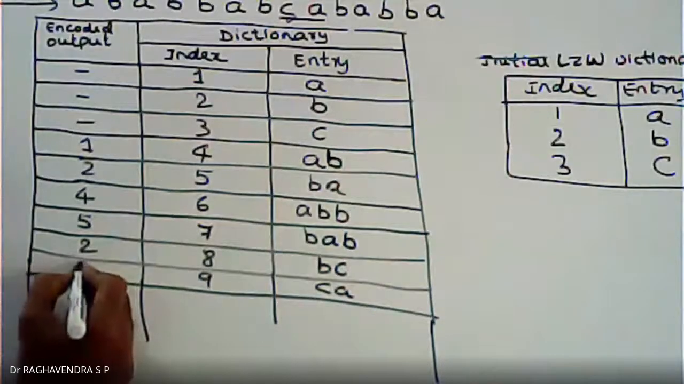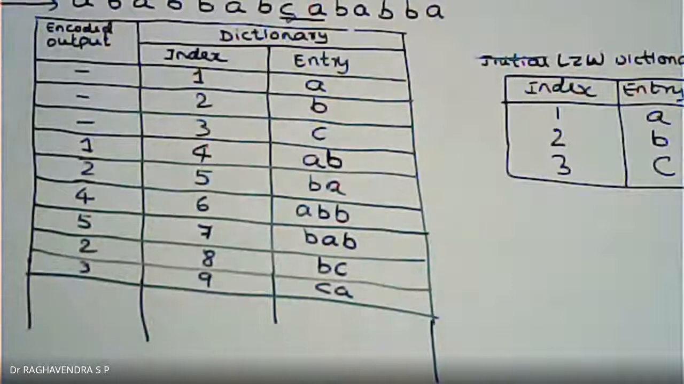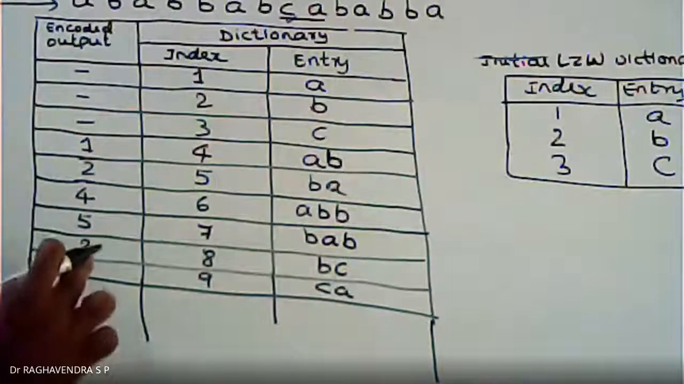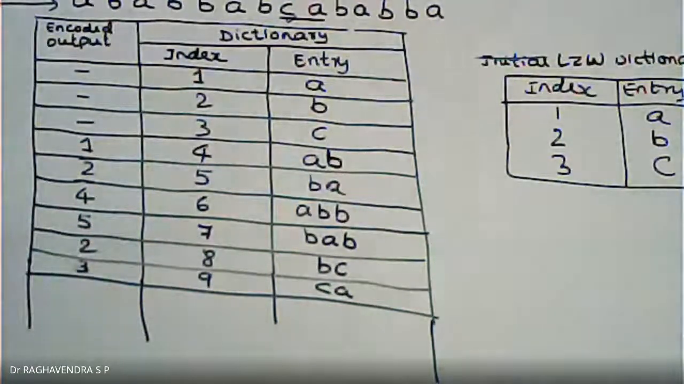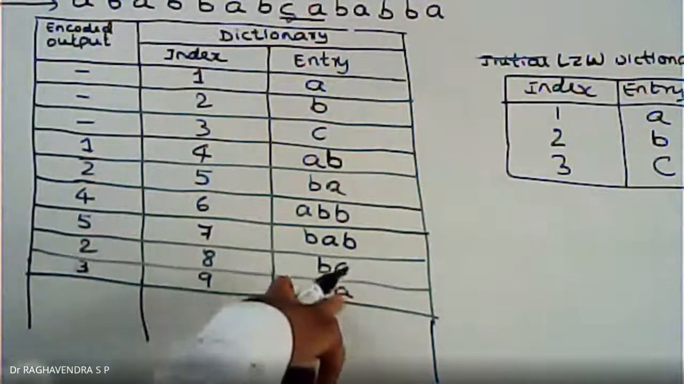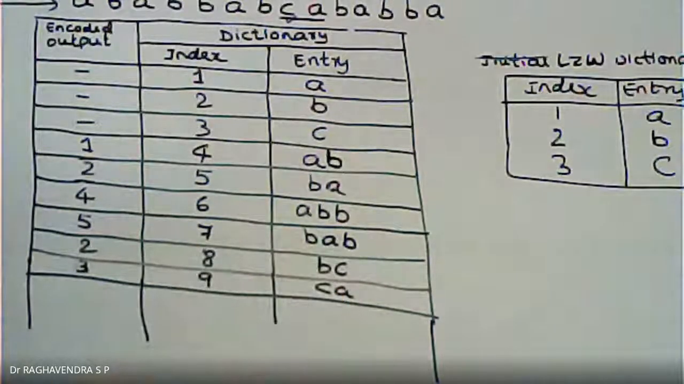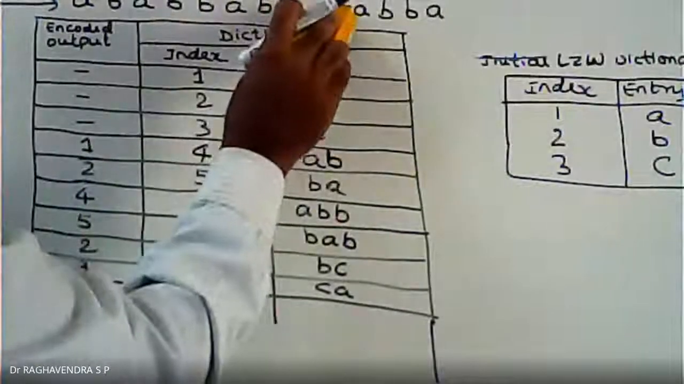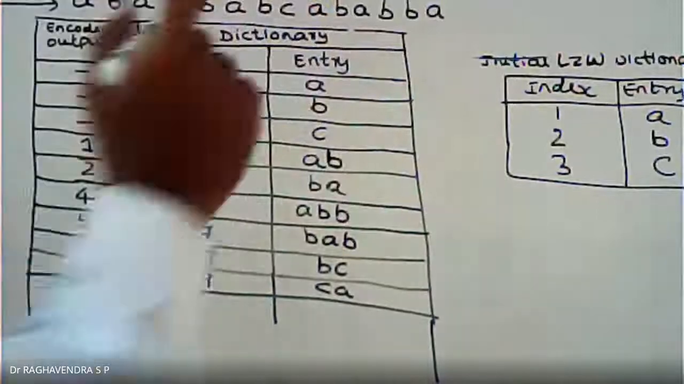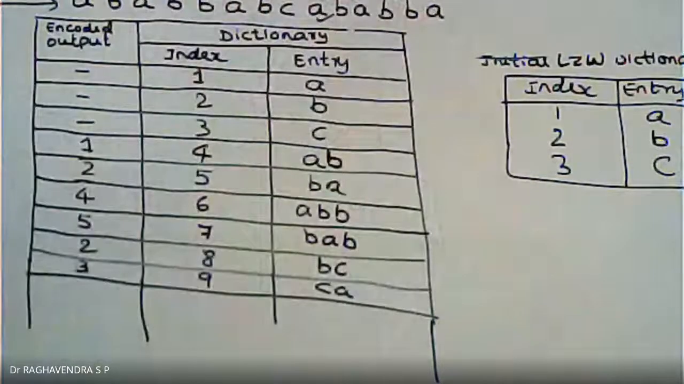3. So the encoded output is 3. Okay. What is the last value we have inserted here? A will be the last value.